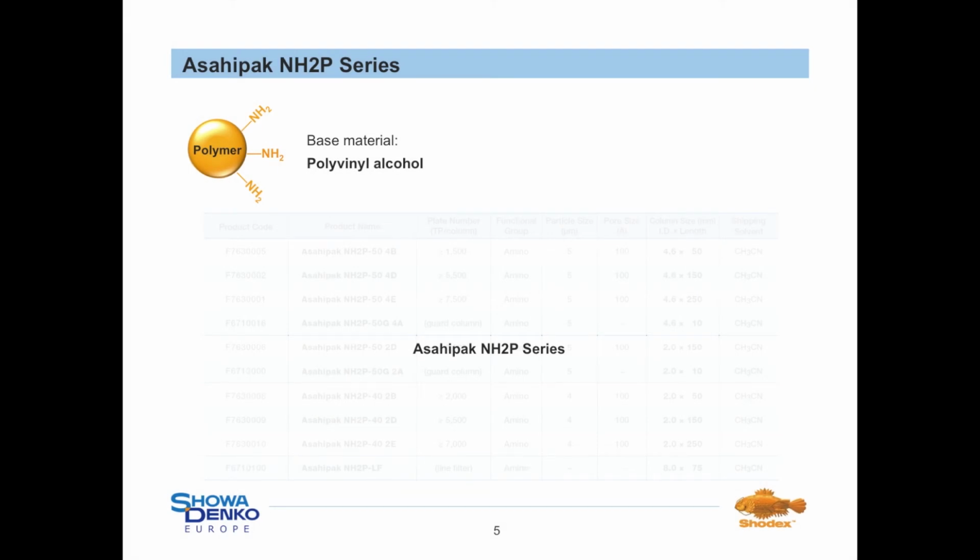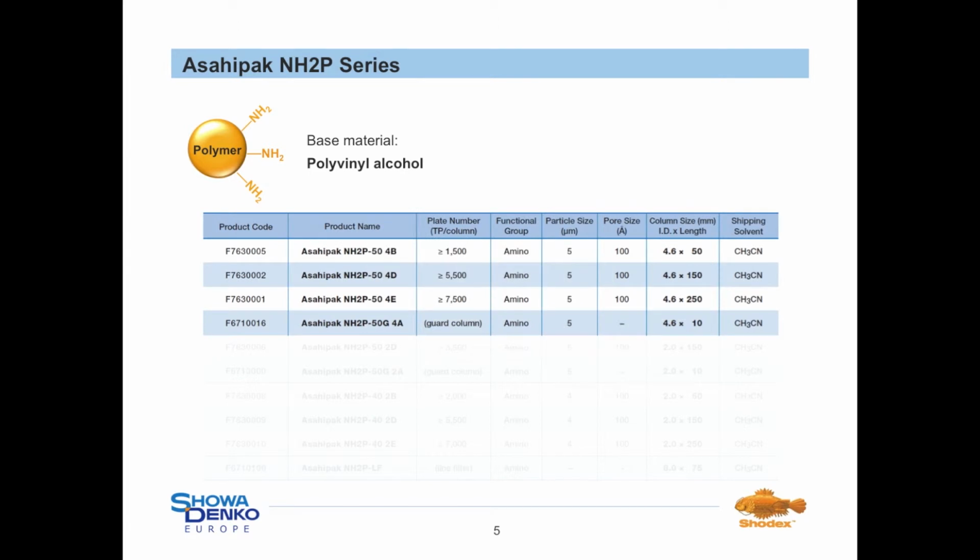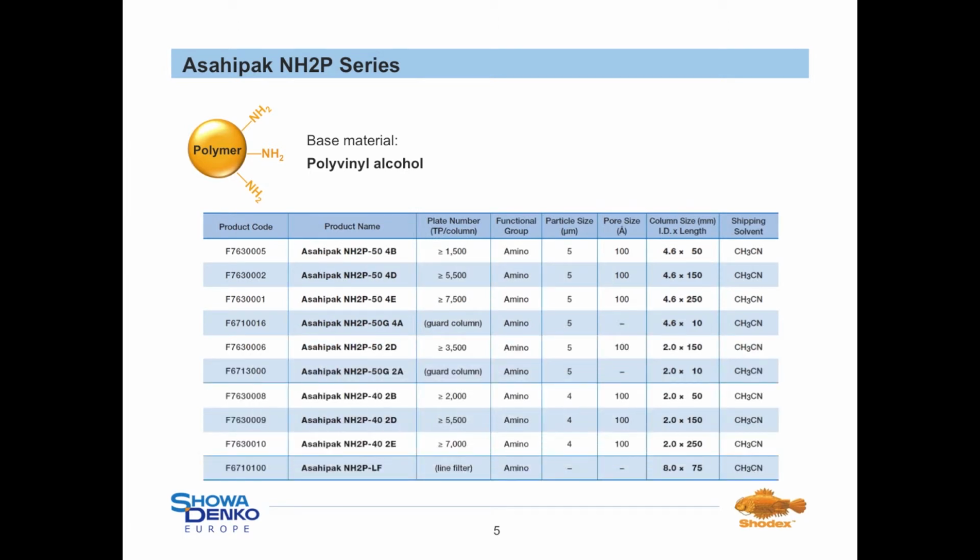We offer this type in different column dimensions, ranging from semi-prep/analytical to semi-micro scale. The latter is commonly used for LC-MS applications. Furthermore, it has to be considered that this stationary phase has a quite big pore size of 100 angstrom, which makes it also suitable for the separation and analysis of oligosaccharides. You can find more detailed information in our catalogue and on our website.